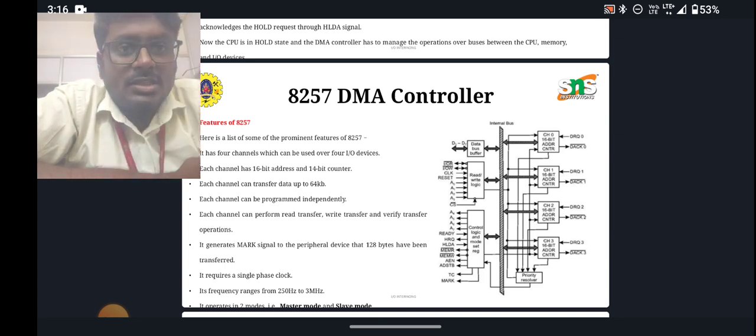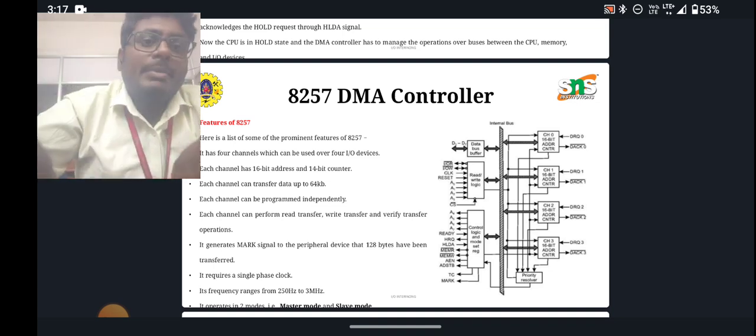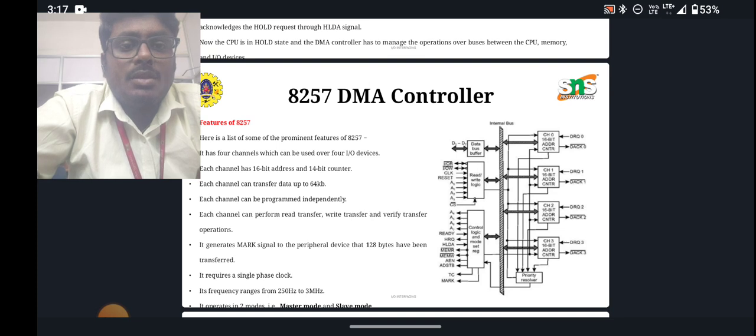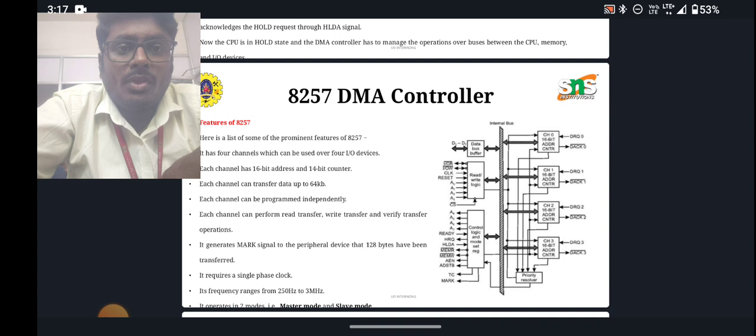It has 4 channels which can be used for 4 IO devices. Each channel has a 16-bit address and a 14-bit counter. Each channel can transfer data up to 64 kilobytes. Each channel can be programmed independently. Each channel can perform read transfer, write transfer and verify transfer operations.